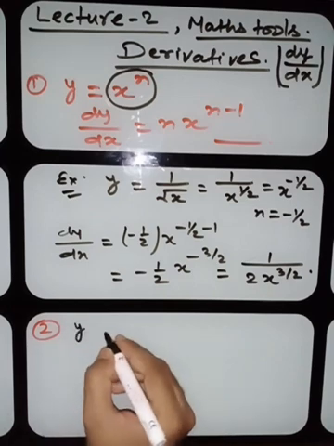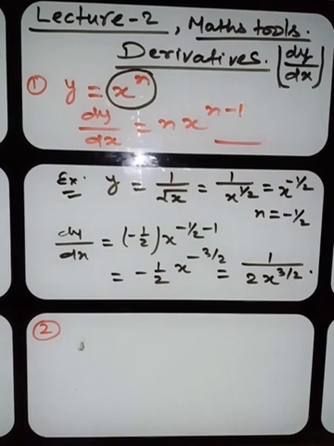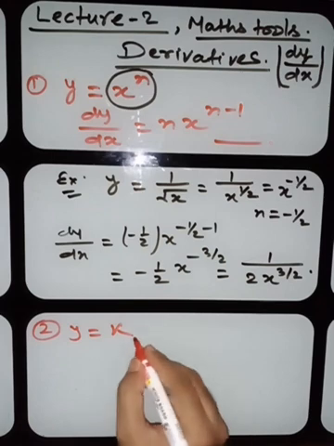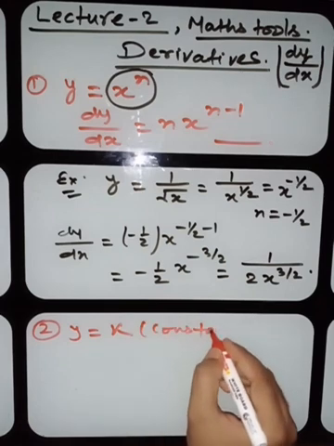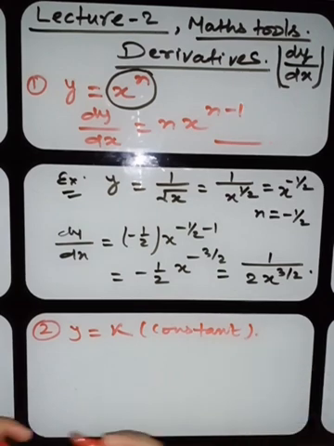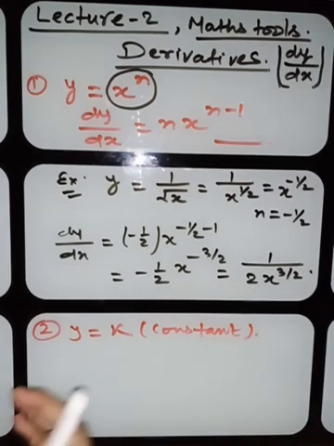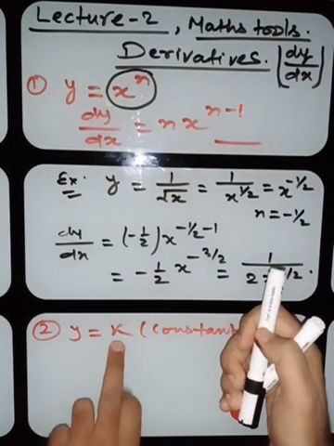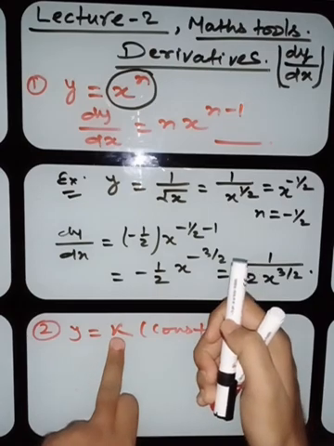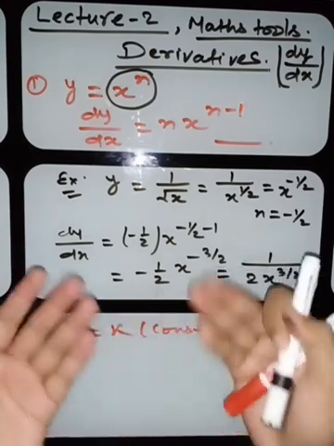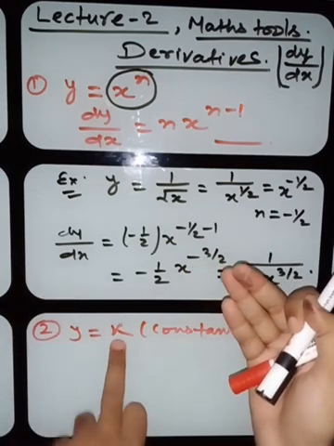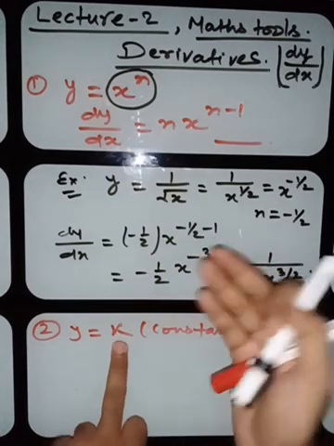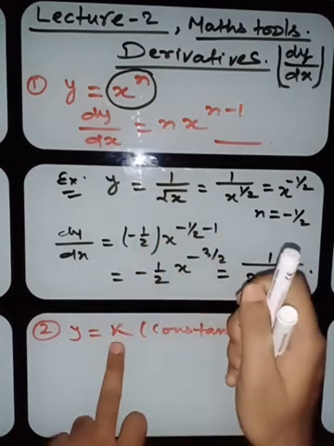Okay, now the next rule. If any function is like this one, y is a constant, k, it is constant. Remember, my dear student, what we have discussed, the differentiation is also the change of function y with respect to the change of function x. But if it is constant, could you find any change? If it is constant, after some time it remains constant. So what will be the change in particular time or in particular position or space? The constant never changes. It means the derivative will be 0.